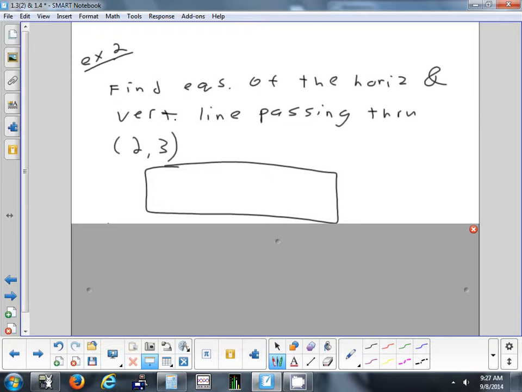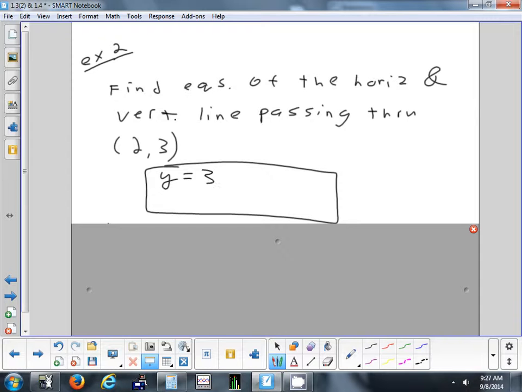Josh, the equation of a horizontal line. Would it be y equals 0? Well, that would be an equation of a horizontal line going through the origin. How about the equation of the horizontal line going through the point 2, 3? Y equals 3. Yeah, y equals 3.